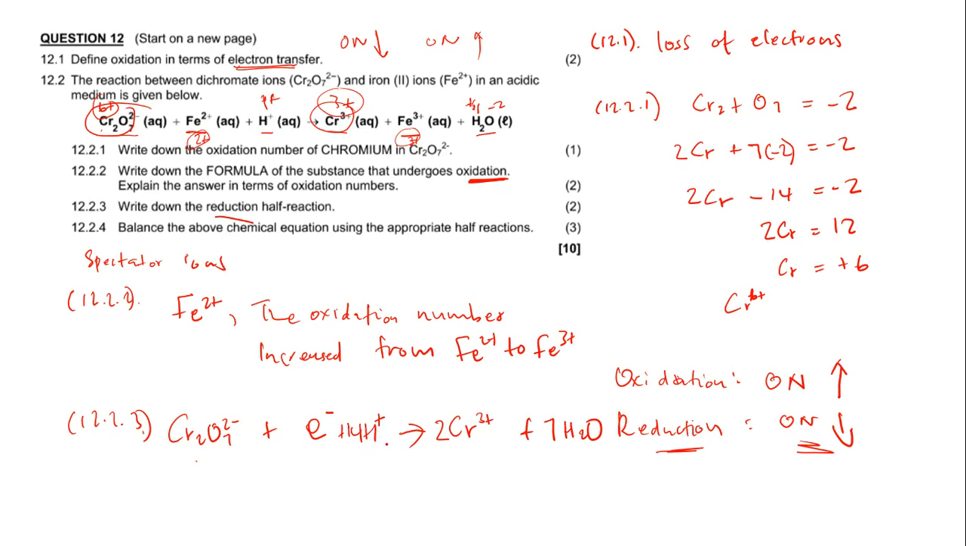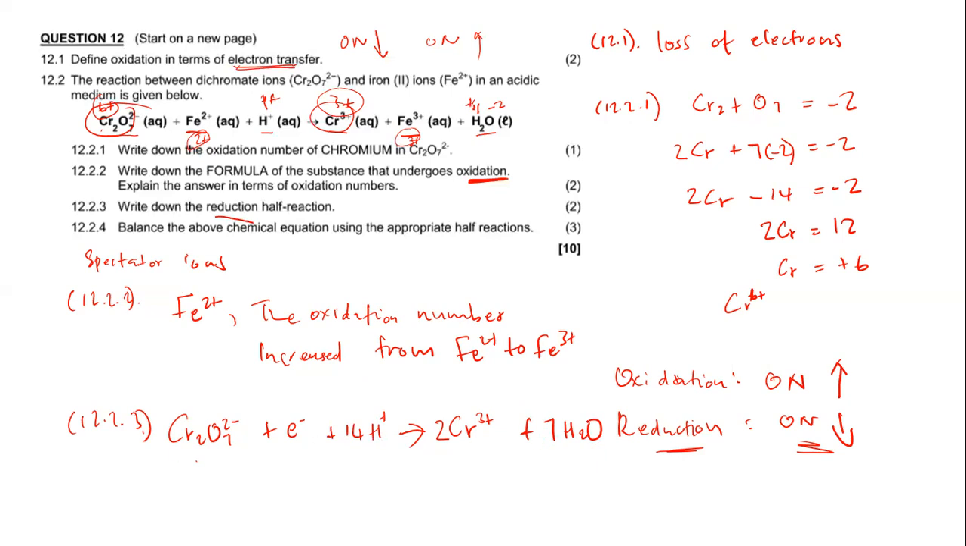Now, is everything balanced? Let us check. I just want to rewrite it nicely so that you can see it. Here it's electrons, and then here we said we need 14 H+. So now let us balance. We have 2 Cr, 2 Cr. We have 7 oxygens, 7 oxygens. We have 14 hydrogens, 14 hydrogens.